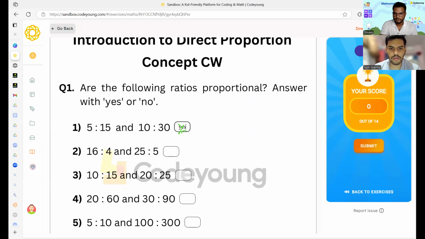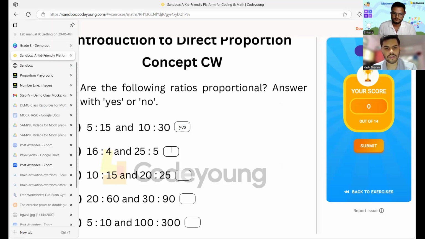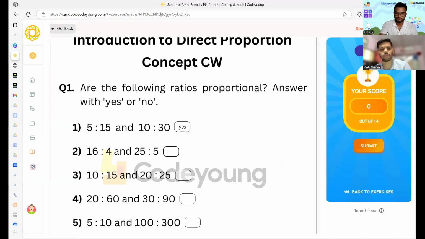Is it okay? All right. Now next one, tell me. 16 by 4 and 25 by 5. 25 ratio 5. No, this is not a ratio. This is not a proportional ratio, right? No, this is not a proportion. So right here, no. Next one, third.